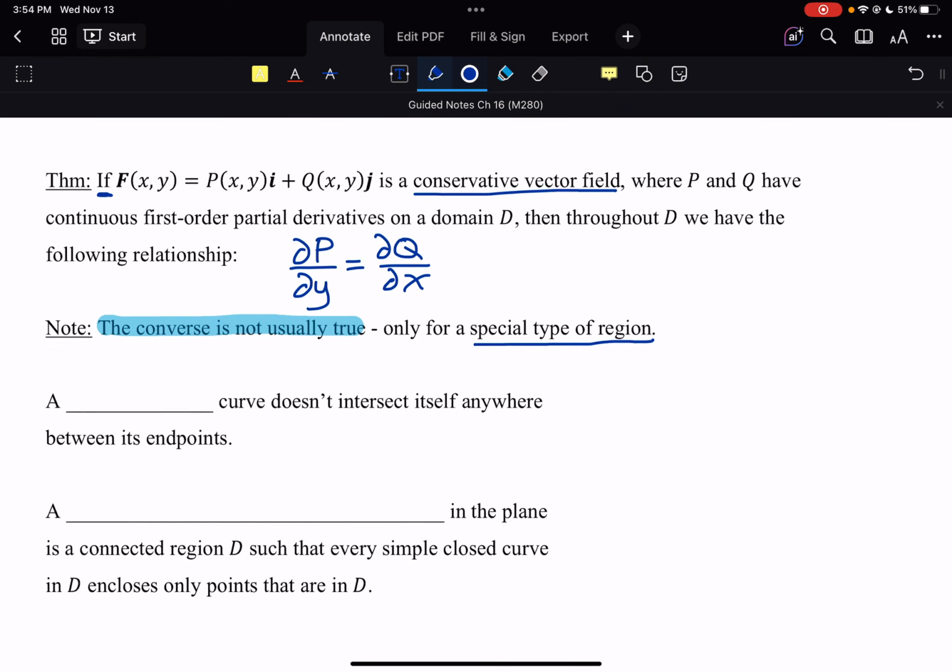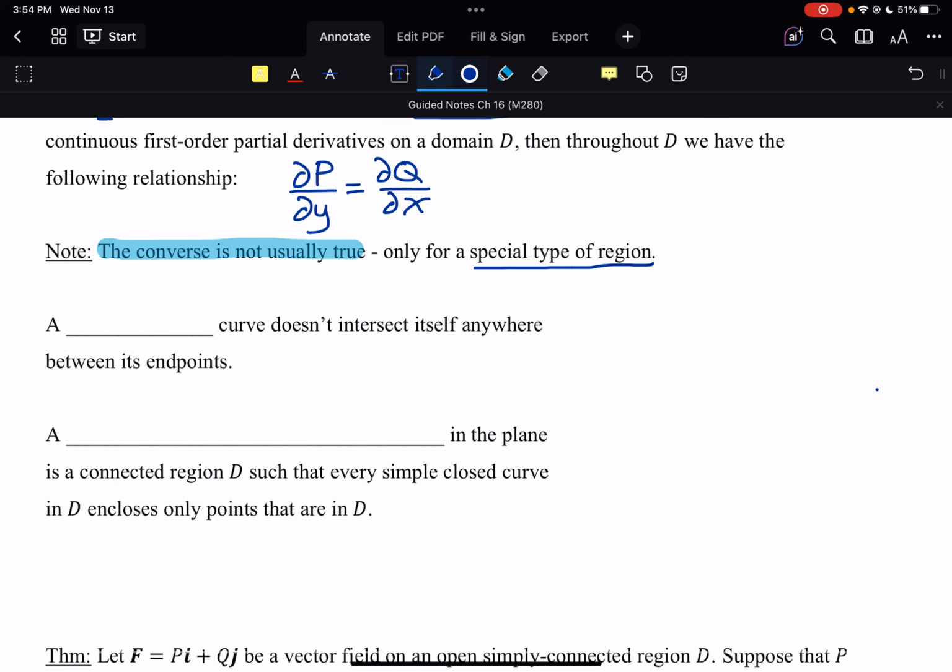So we need a little bit more terminology, and then you can see some gap over here. We're going to draw some diagrams. So first we need to define a simple curve. A simple curve doesn't intersect itself anywhere between its endpoints.